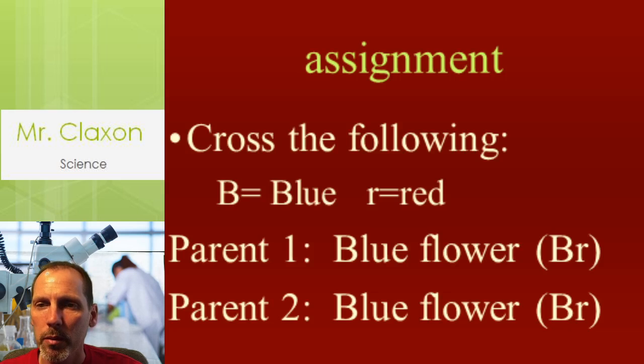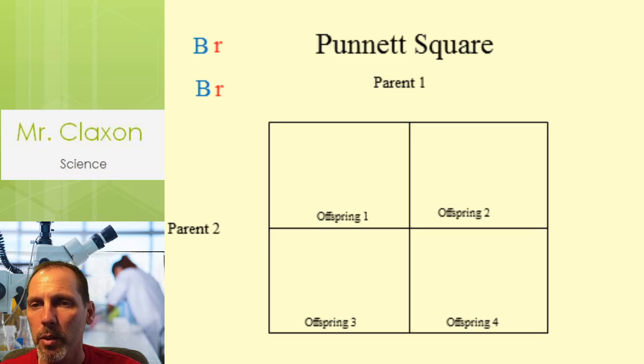All right, let me give you another example, and you'll get some practice on this with the worksheet. But let's say we have two blue flowers, but they both have this red in there, kind of hidden. It's a recessive red. So let's see how this works. All right. Well, we want to start off by bringing one of the parents over to this spot. So we'll put the blue there, and we'll bring the red down to here.